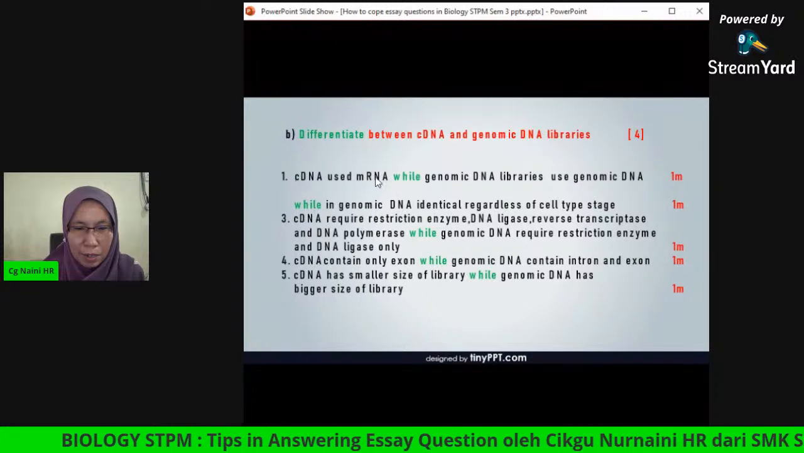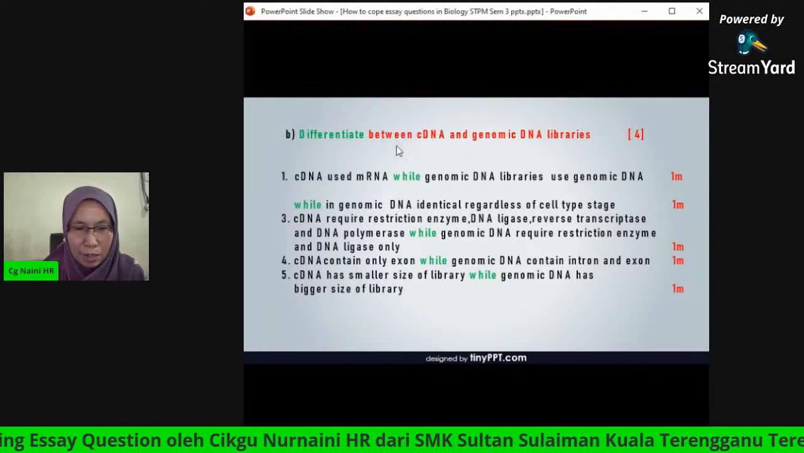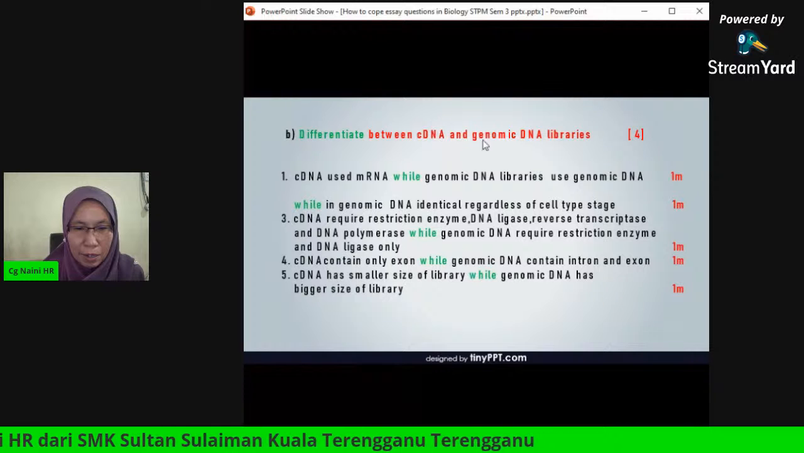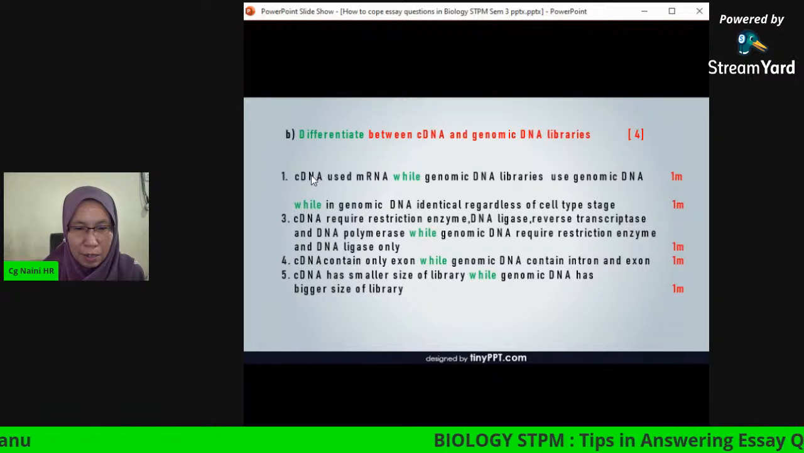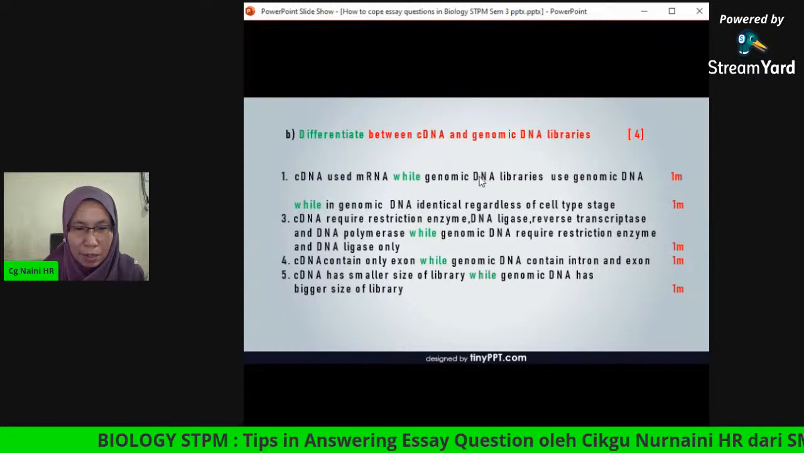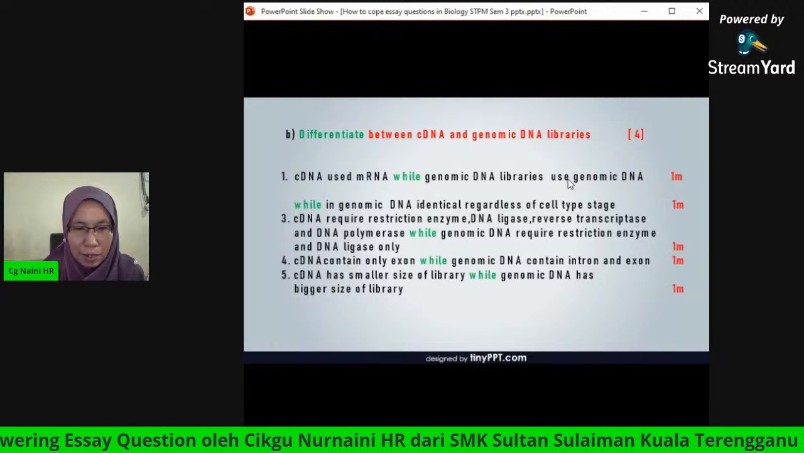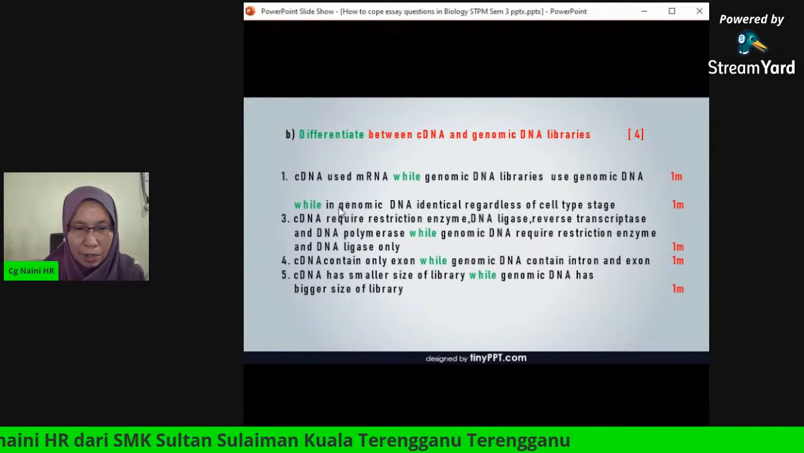When you compare, you differentiate. There are two ideas of differences between cDNA and genomic DNA libraries. Each idea you can get 1 mark. For example, the cDNA library uses mRNA, while the genomic library uses genomic DNA. This is one idea, so you get 1 mark. And the second is also one idea. While in the genomic library, it's the same idea as this one.